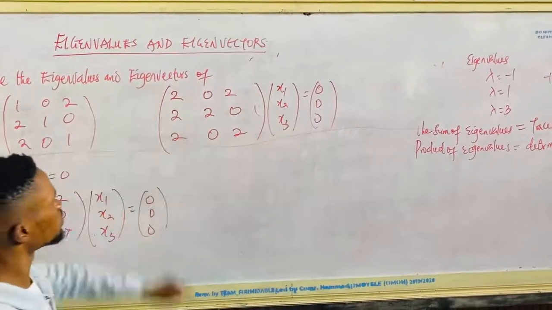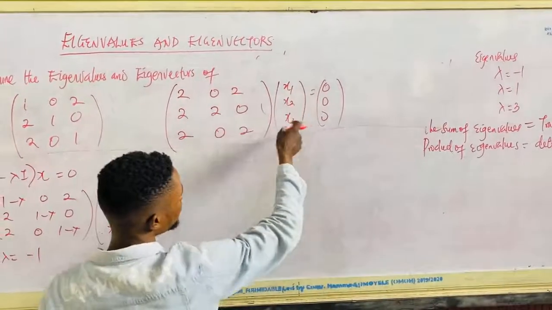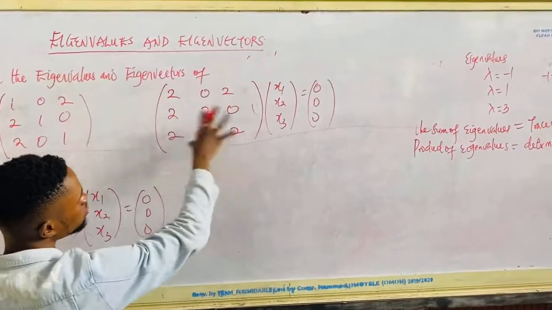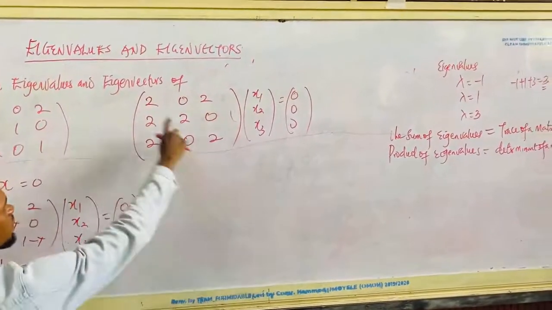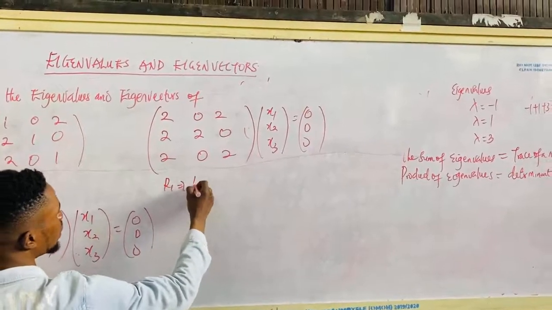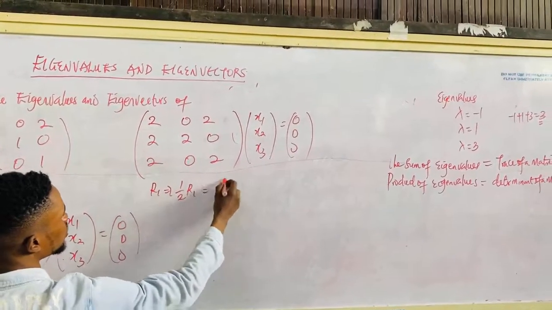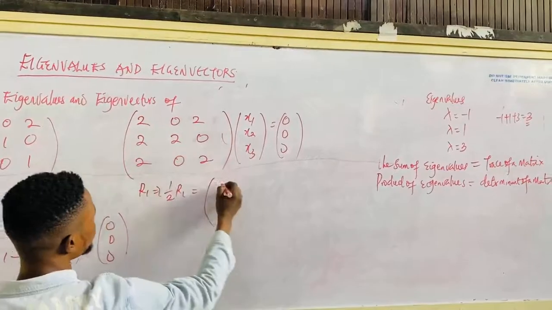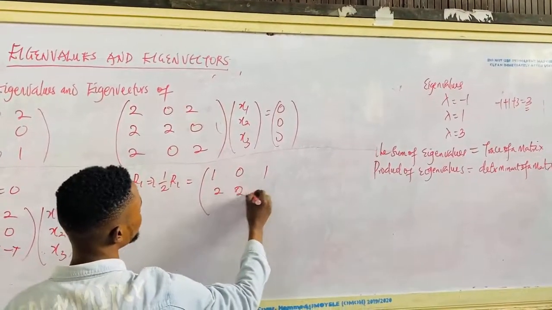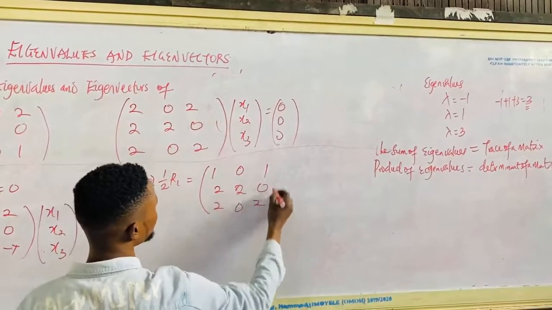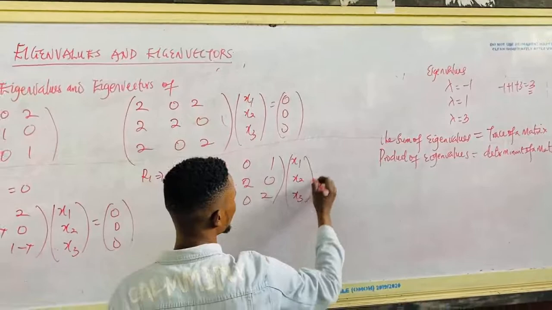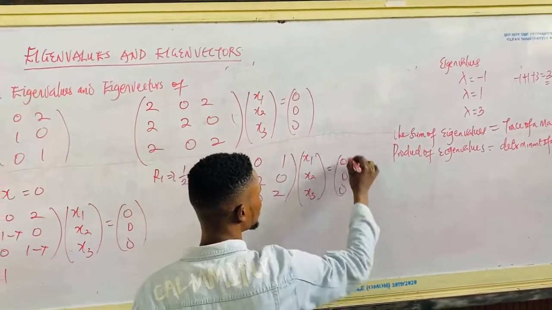Before we find the values of x1, x2, x3, remember from null space, we need to reduce this matrix to what? To a row echelon matrix. But the pivot here is not 1, it is 2. So our new row 1 becomes 1 over 2 row 1. That becomes 1, 1, 0; 0, 2, 2; 0, 2, 2, and we put x1, x2, x3 equal to 0, 0, 0.